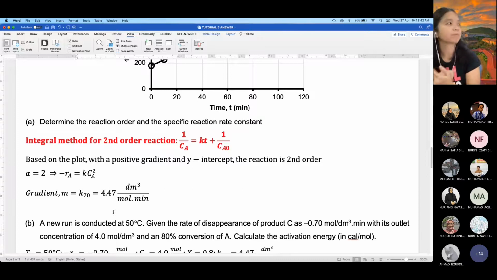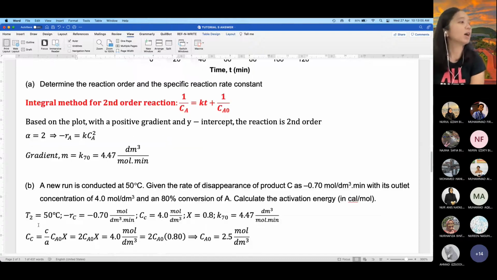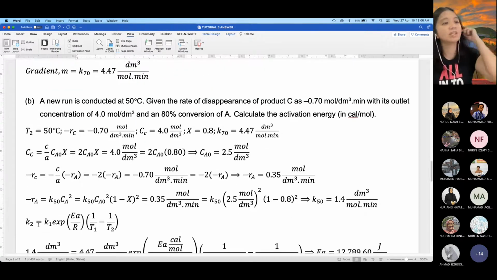Okay, so you can see question A is very straightforward. Just that you have to understand which reaction order the plot is for. Then once you know the equation, you have to verify. Does the experimental data that you plotted fulfill the requirement of the plot? If yes, then you can conclude it is second order. Then only after that can you find the value of K. So next, let's go to the next question. The next question is a bit longer.